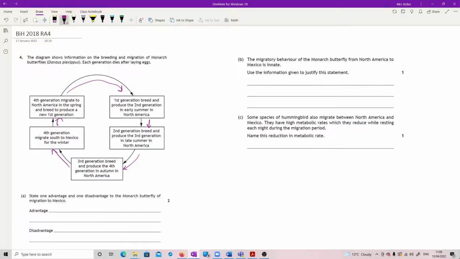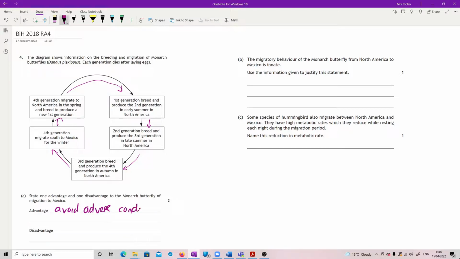State one advantage and one disadvantage to the monarch butterfly of migration to Mexico. This is actually not even really a question about the monarch butterfly. It's asking you advantage, disadvantage of migration. And those are standard answers. Okay. The advantage of any form of migration is to avoid adverse conditions.